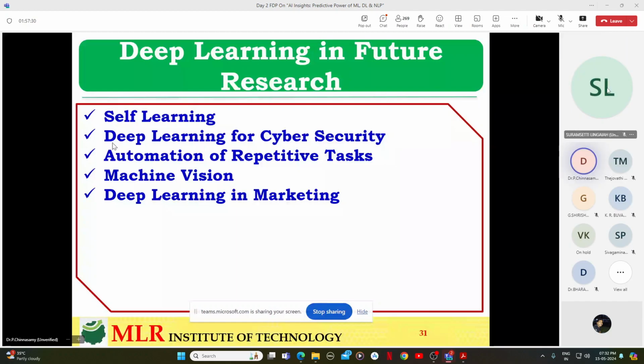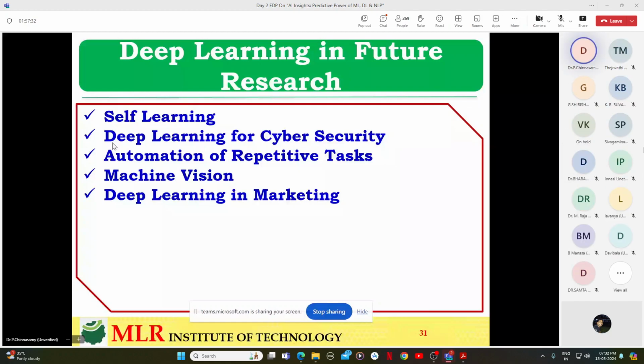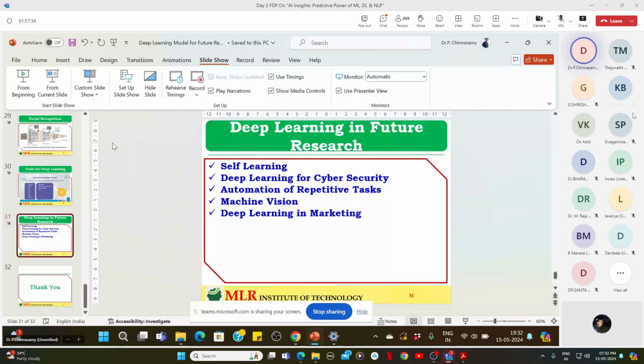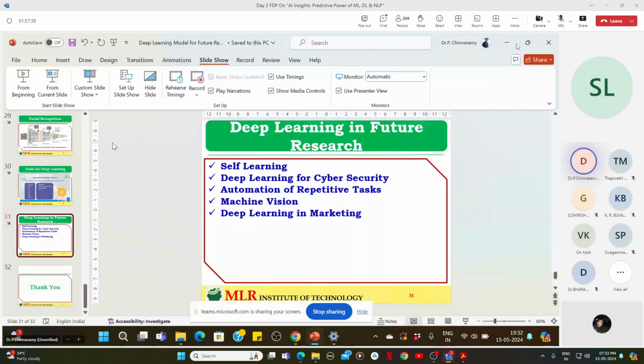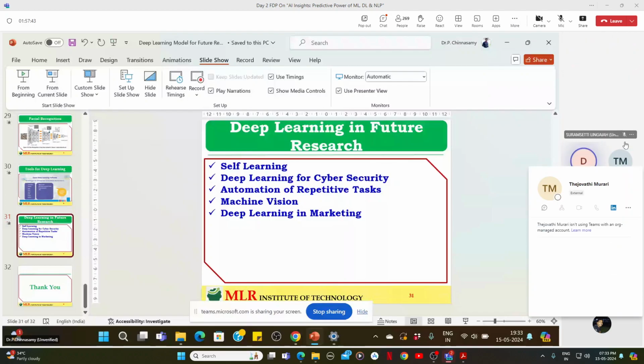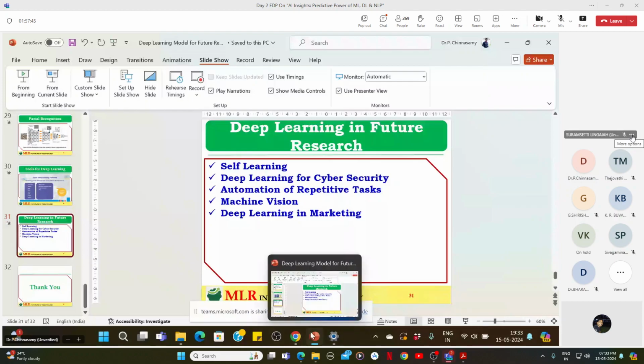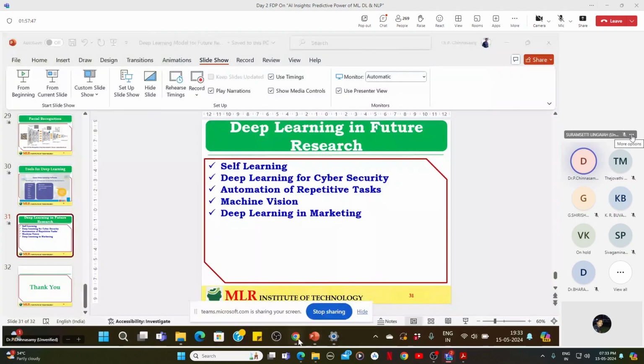So any doubt on today's topics, like deep learning research, deep learning models, tools for deep learning? Any doubt? Any doubt on today's topics?